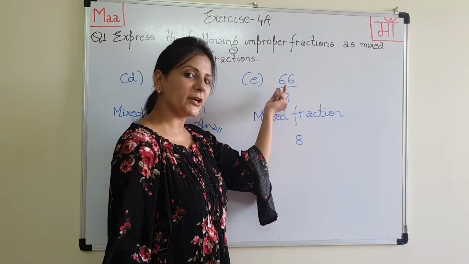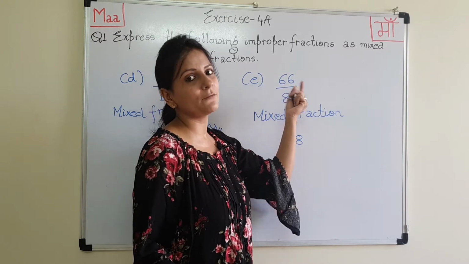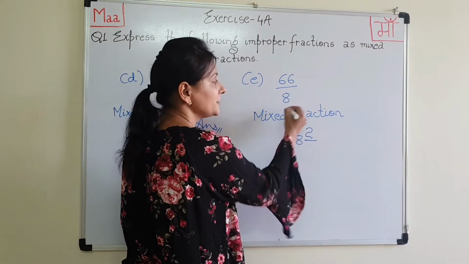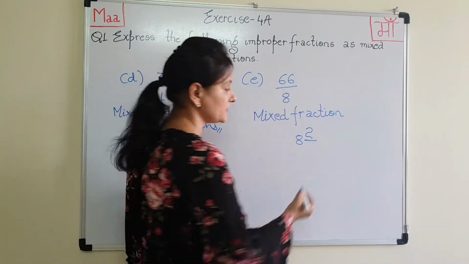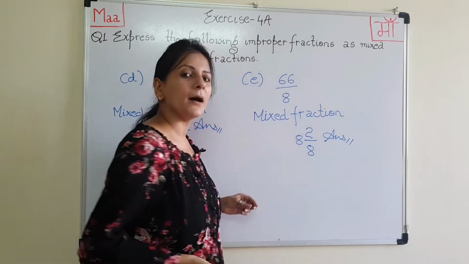From 66 subtract 64. So 66 minus 64 will give you what? It will give you 2. That 2 will come in the numerator and the denominator will remain the same, that is 8. So this will be the answer of the E part.